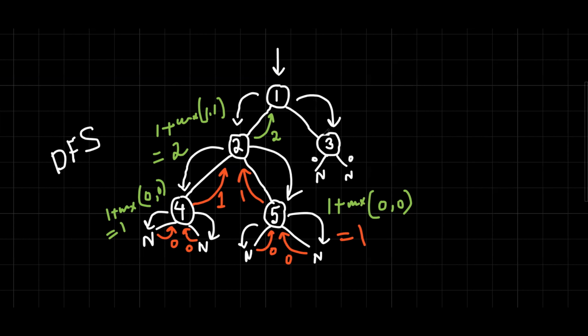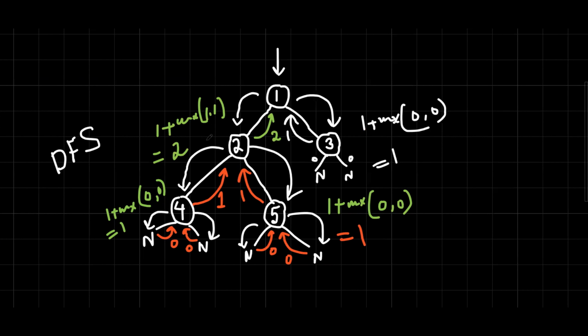And the node 3 will also return the value of 1 plus maximum of its left child value, which is 0, and its right child value, which is also 0. So node 3 will return the value of 1. So it is returning the value of 1 here.